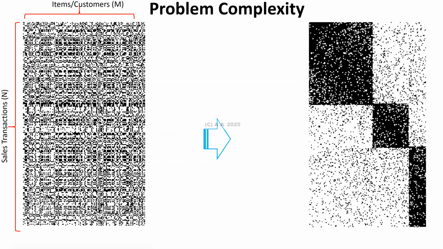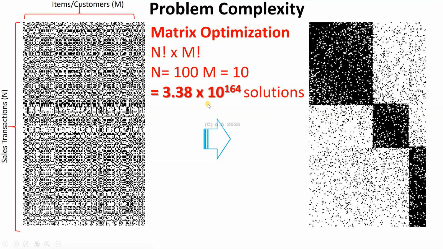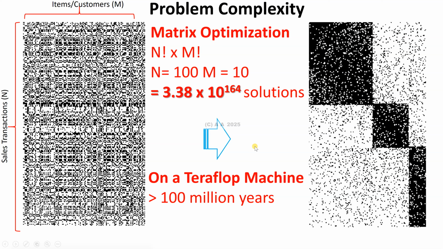So what is the problem complexity of moving from here to here? When m is the number of columns and n is the number of rows, it's not very difficult to calculate. We see that for a trivial case where n is equal to 100 and m is equal to 10, there's a very, very large number of possible solutions. One of them is this one. And on a teraflop machine, this will take more than 100 million years. So that's not very comforting.